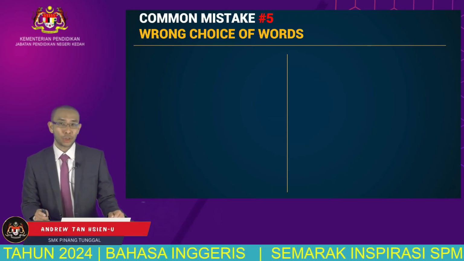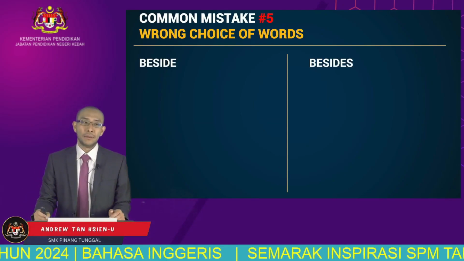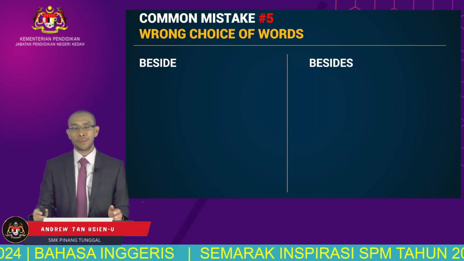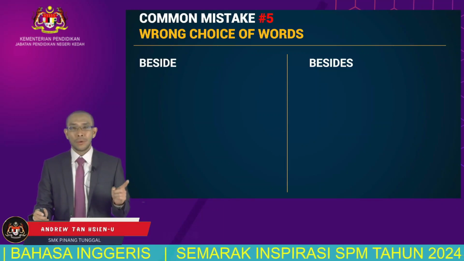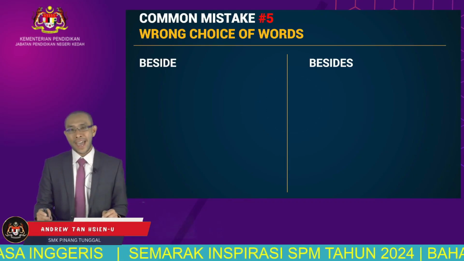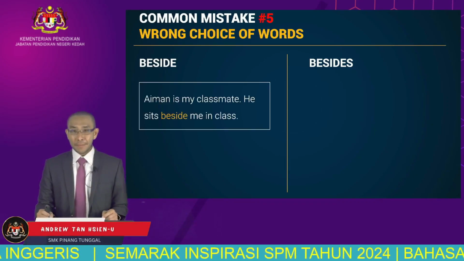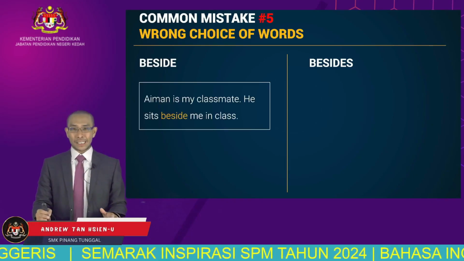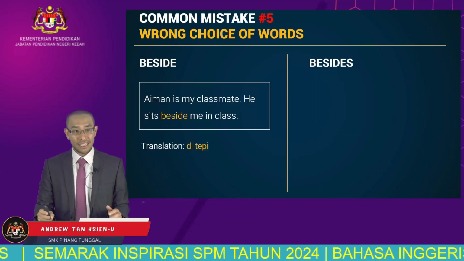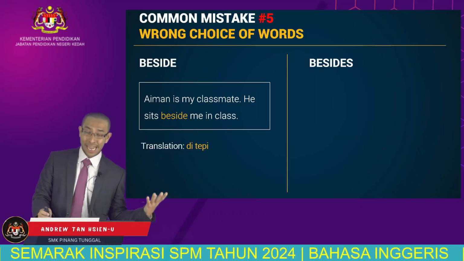Next, wrong choice of words. The difference between beside and besides. Students often get confused about this. Now the one is with S and one is without S. Let's take a look at the one without S, what it means. Aiman is my classmate. He sits beside me in class. Beside here means di tepi. Alright, he sits beside me.